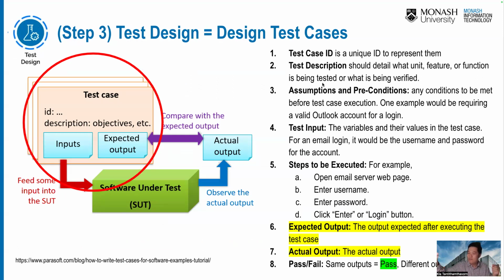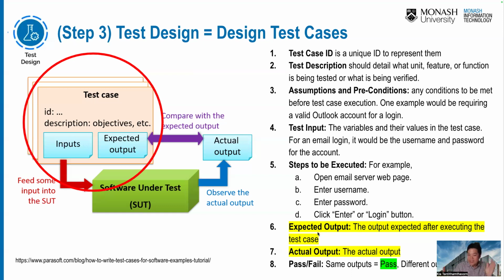Let's say we want to test the addition function. Is there any assumption or precondition? For the addition function, probably no. But for division, we want to make sure that the denominator must not be zero, that kind of thing. What is the test input? There's test data: 1 plus 1, A equal 1, B equal 1, return A plus B. That means return 2. What are the steps to execute? What is the expected output? Normally, 1 plus 1 should equal 2.